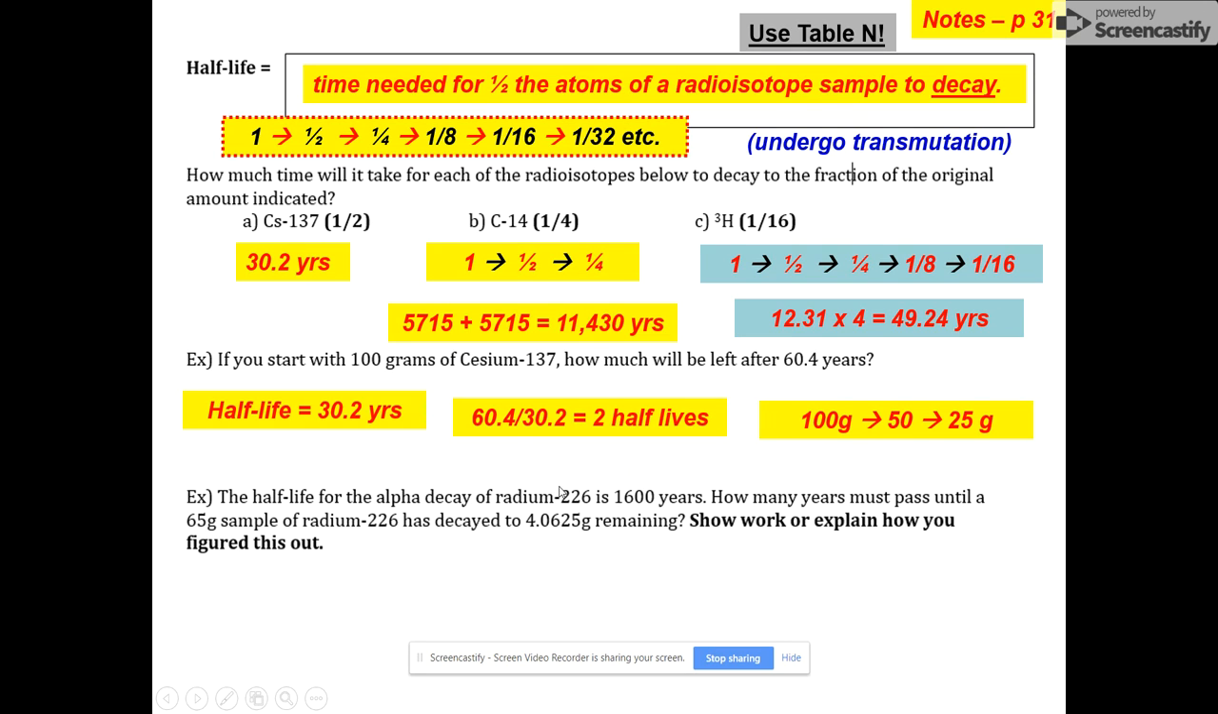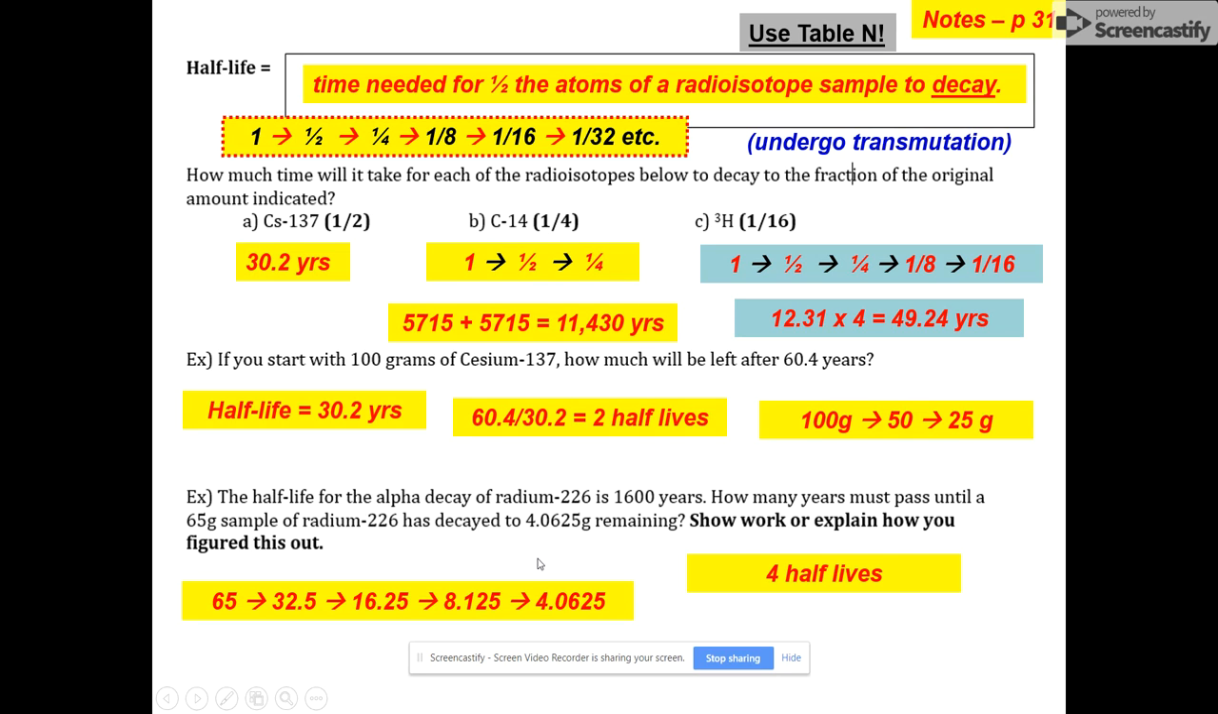The half-life for the alpha decay of radium-226 is 1,600 years. I think in your reference tables it's actually closer to 1,599, but we'll call it 1,600. How many years must pass until 65 grams has decayed to 4.0625 grams remaining? Show work or explain how you figured this out. Let's show some work. We start at 65. After 1 half-life, we're at 32.5. 2 half-lives, 16.25. 3 half-lives, 8.125. 4 half-lives, 4.0625. Hey, that worked out. I guess they wanted us to have it work out perfectly to some number of half-lives.